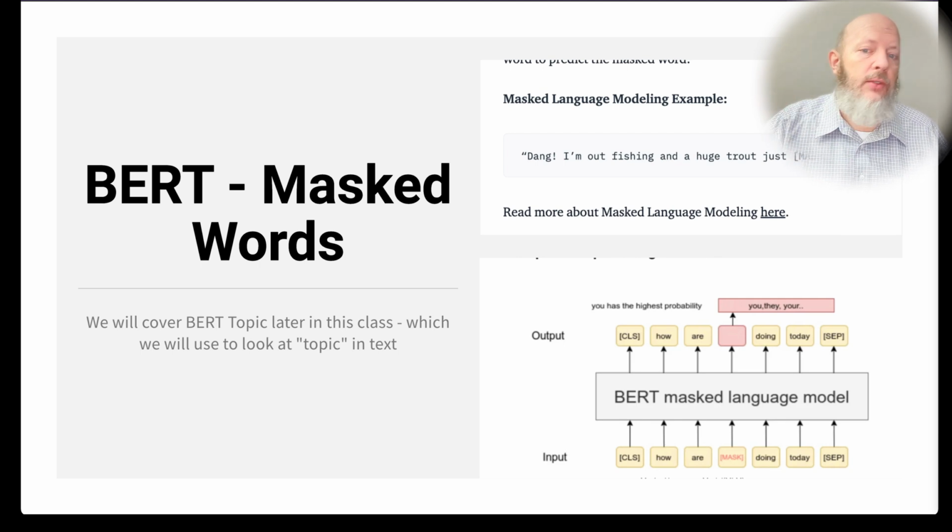No different than the way humans do it. When I say, how are blank doing today? Your mind automatically goes and figures out what word should be in there. I mean, you can come up with 100 words that would fit in there just fine. But deterministically, probability-wise, how are you doing today is the best fit for most scenarios.